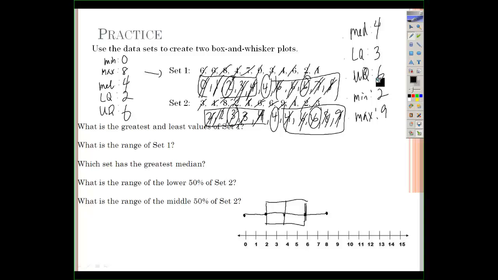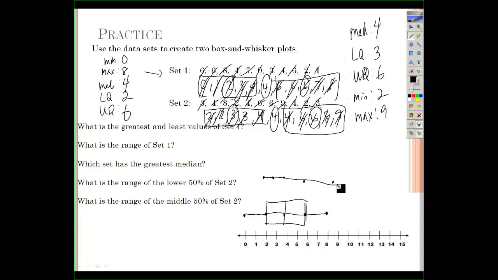I'm going to start with my minimum. I'm going to put it right above 2. I'm going to use my lower quartile, which is 3, right next to it, and my upper quartile, 6. Oh, and my median is 4, and my maximum is 9. So I need to put all these points as straight as I can, straight across. I'm going to go ahead and connect the dots.